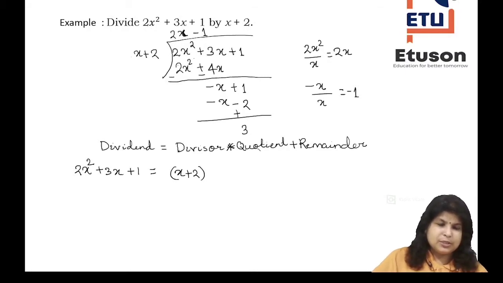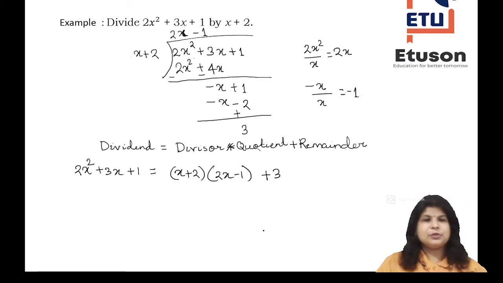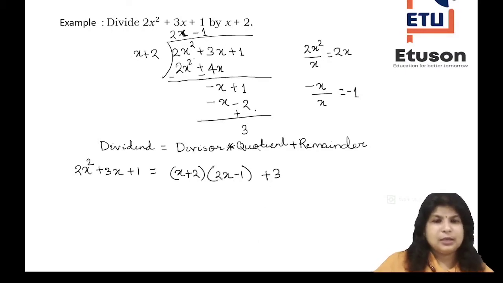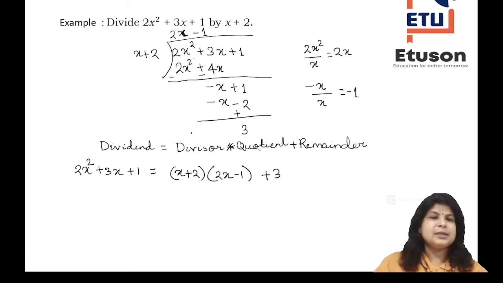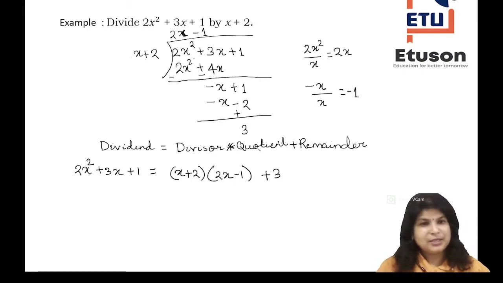And what is the quotient you have got? That is 2x minus 1. And what is the remainder you have got? That is 3. So this is the answer. So in this case, your quotient is 2x minus 1 and remainder is 3. Okay, children? You have understood, right? So shall we go to the next problem?